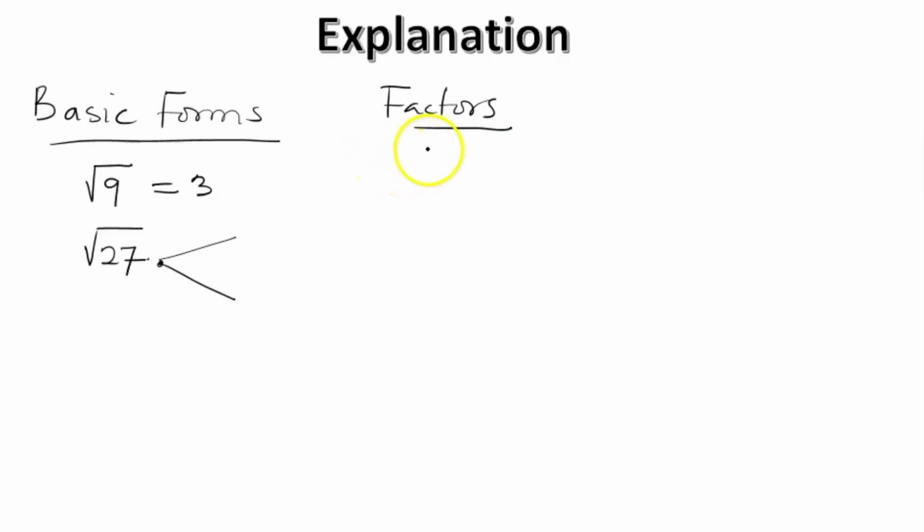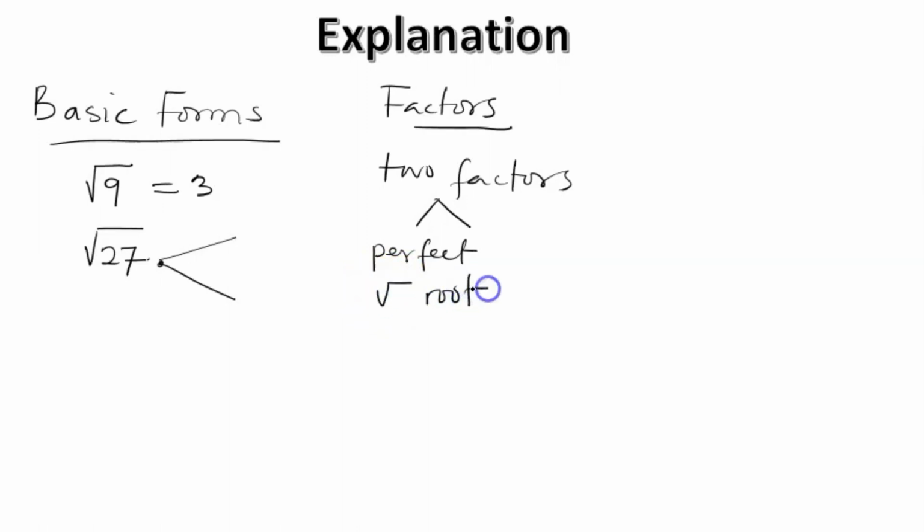So we are talking about 2 factors that can divide a number, and one of them must not be a perfect square root. It must be a number that we can take the square root of perfectly. For example, when we talk about perfect square roots, we talked about numbers like 9, like 4, like 16, like 25, like 100. All those numbers have a perfect square root.